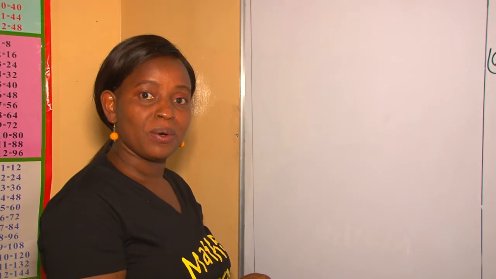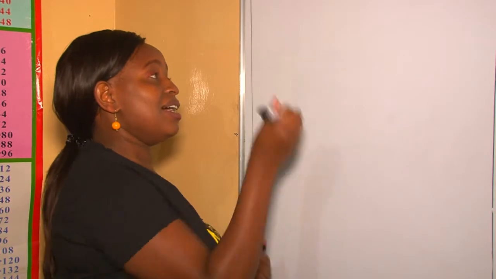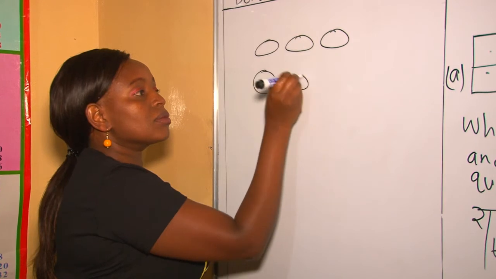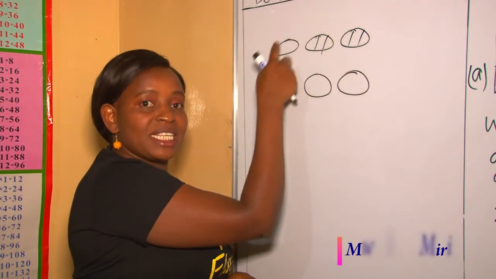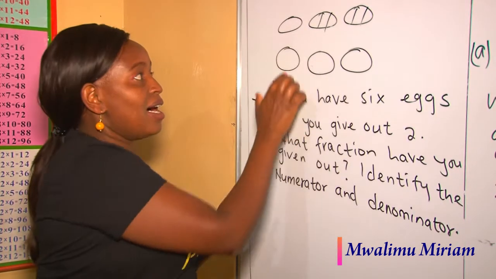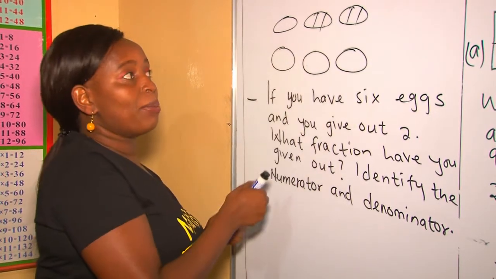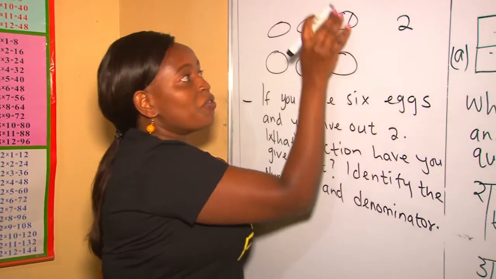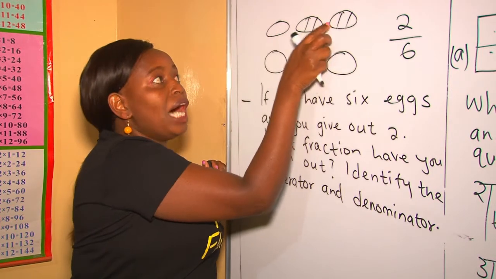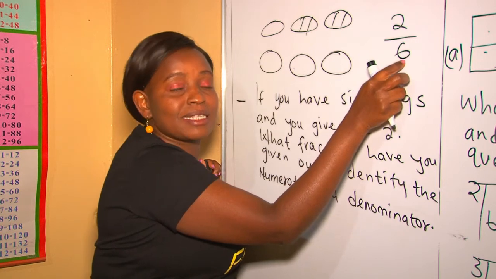In our second example, let's say that we are given a group of items like eggs. Let's say there are 6 eggs. Out of the 6 eggs, we have given out 2. All the eggs are 6 in number. To write this as a fraction will be 2 out of the total, and the total is 6. We are giving out 2 out of how many items do you have? You had 6. So 2 out of 6.